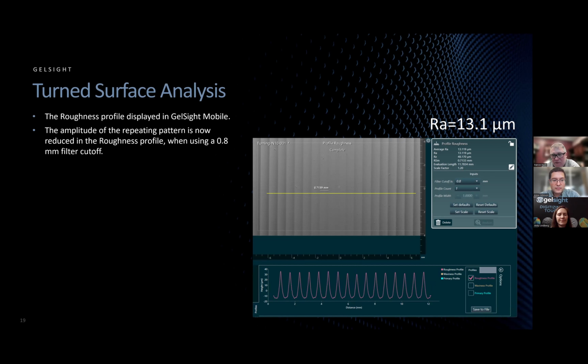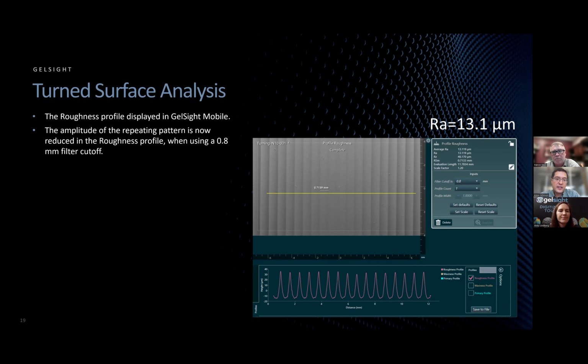And the Ra value is now 13, which is roughly 60% of the 20 that we saw with the 2.5 millimeter cutoff. Great, thank you. And so it's just a good illustration that when you have periodic texture like this, and in this case the RSM is about 0.7, if you want to capture that wavelength in your roughness profile, you need to use a filter cutoff that's larger than it. And often more than twice as large would be a good guideline.